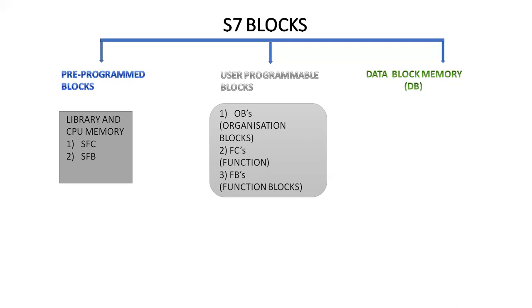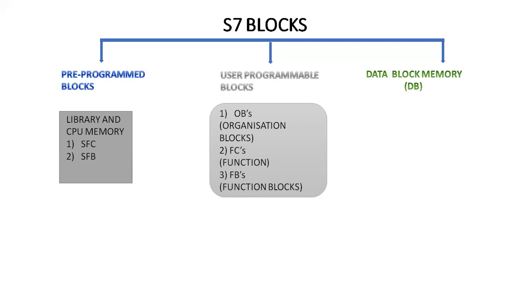Apart from that, you have FCs and FBs. FCs are called functions, FBs are called function blocks, and FCs and FBs are also known as subroutine blocks. So what is a subroutine? We also call it a subprogram. If I have 10 machines, and for these 10 machines I have different programs, can I write all these different programs in the same block, OB1? It's not possible, right?